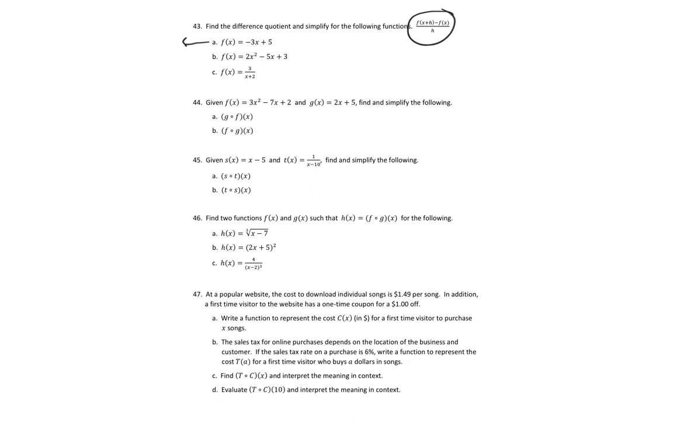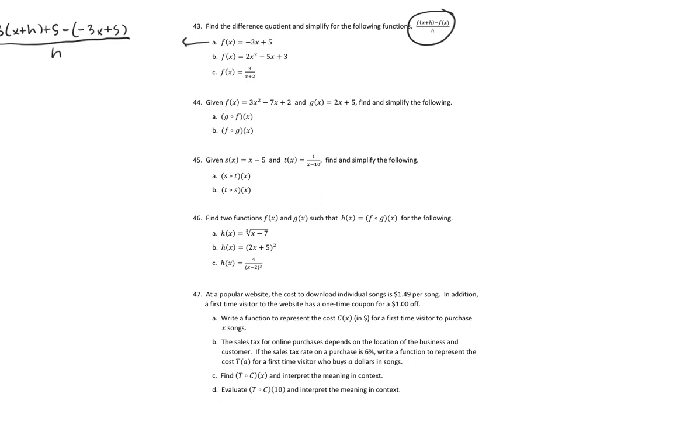So what that's doing is taking every x term that we have and, instead of it being x, it's going to be x plus h. So instead of us having negative 3 times x, it's going to be negative 3 times x plus h. And then we'll still have our positive 5, so plus 5, and then minus that whole f of x function. And so that's going to be minus our whole negative 3x plus 5. And that's all going to be over h, right?